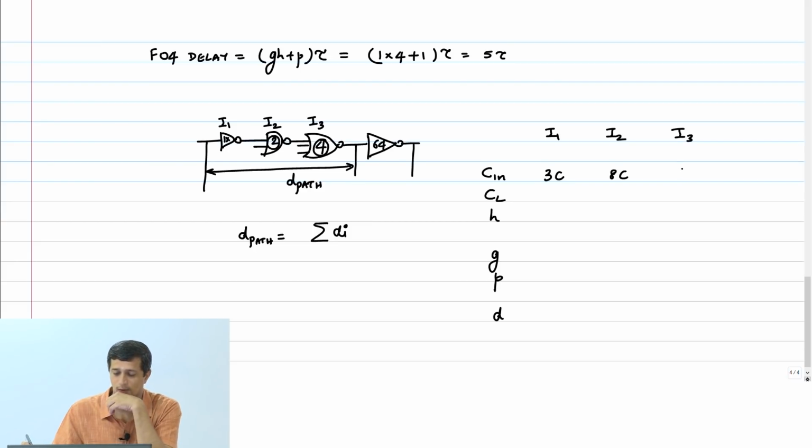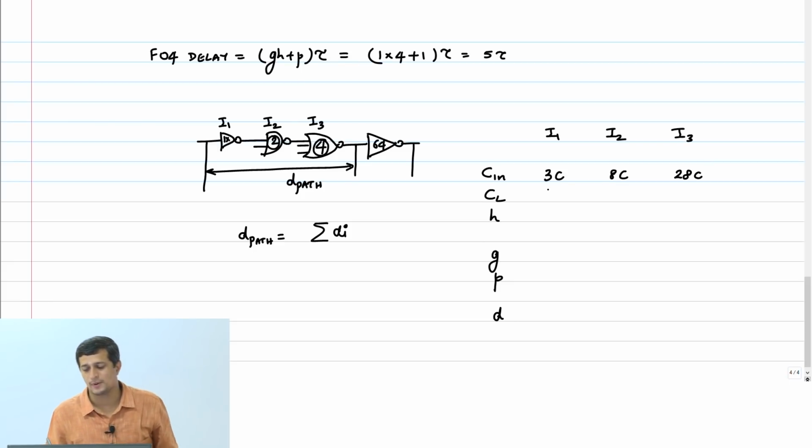What about I3? It's a NOR 3. So how much do you see? 7, yeah. The NOR would normally present a capacitance of 7C. 1 from NMOS, 6 from PMOS, NOR 3. But I am upsizing by a factor of 4. And therefore I am getting how much? 28C.